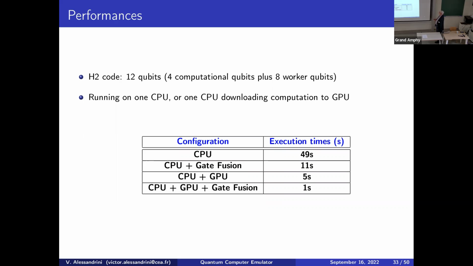With 4 computational qubits for the molecule plus 8 worker qubits, with just CPU it takes 49 seconds. If I add gate fusion, I have a speed up of 5. In fact, on my laptop, it's 6, not 5. If I add GPU, I have a 10x speed up, because for 49 seconds, if I add a GPU to the CPU, I am down to 5 seconds. And if I do CPU plus gate fusion plus GPU, it's just 1 second. So I decrease roughly 50 times the execution time of this application, okay?